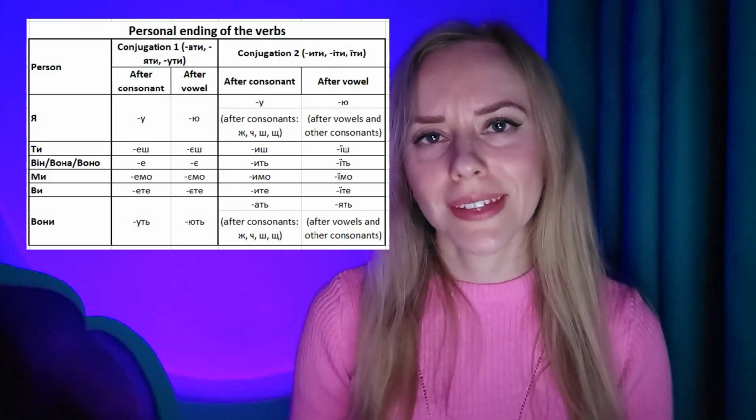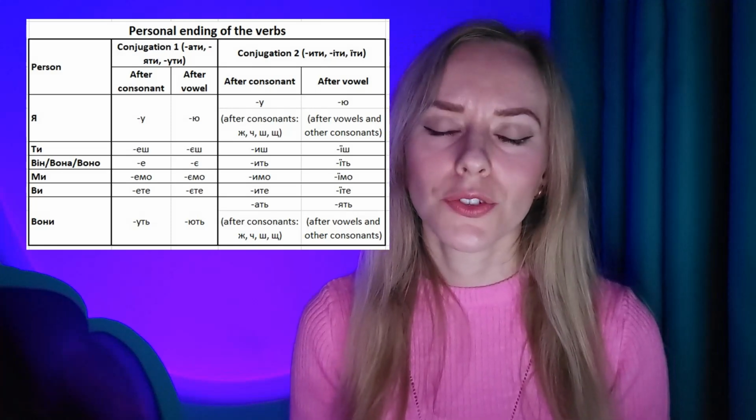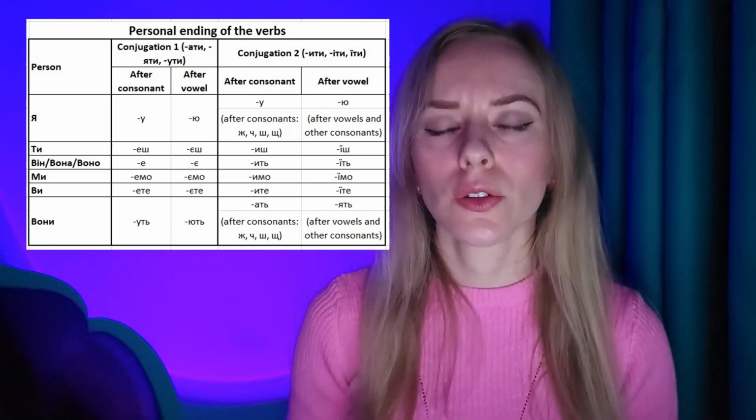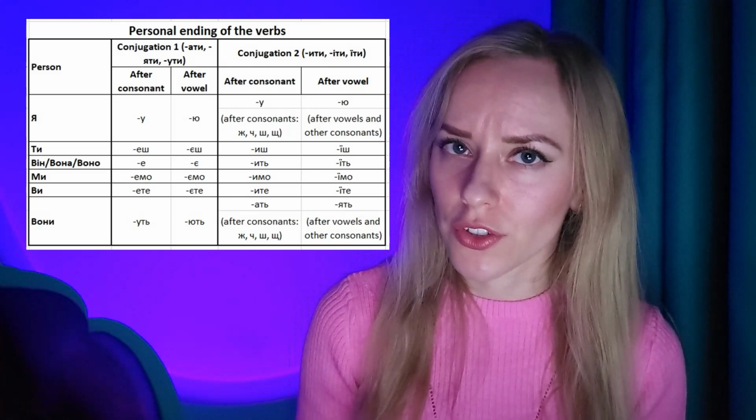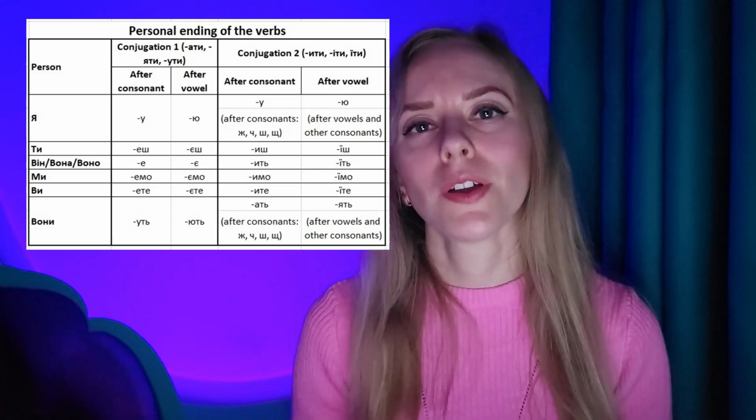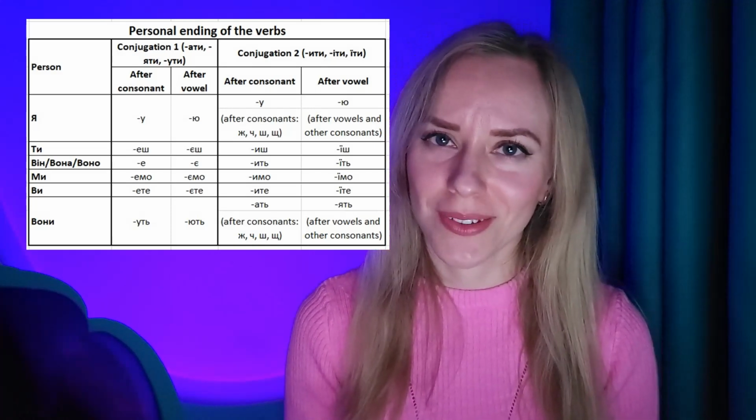Look at the general table and you see the first column including the endings for first conjugation, the second column for second conjugation. Let's see the verbs belonging to the first conjugation. Let's take the word, for example, читати, to read.